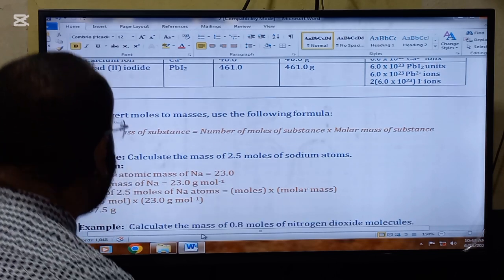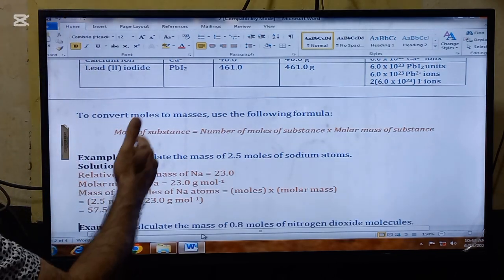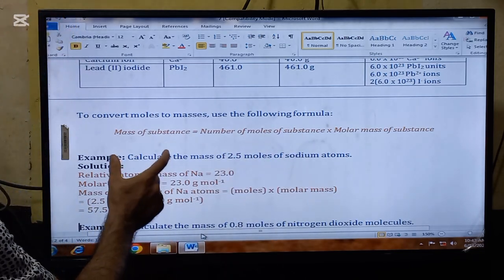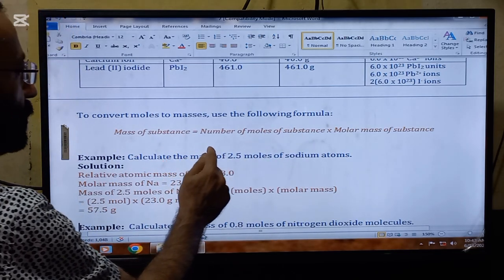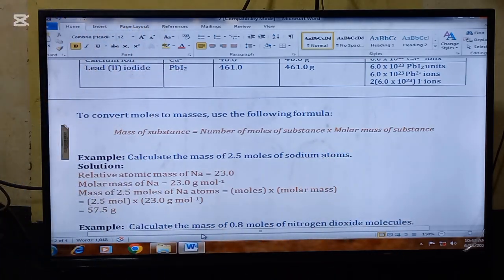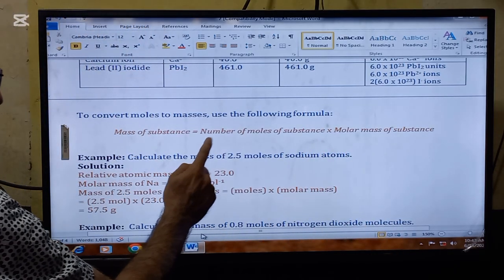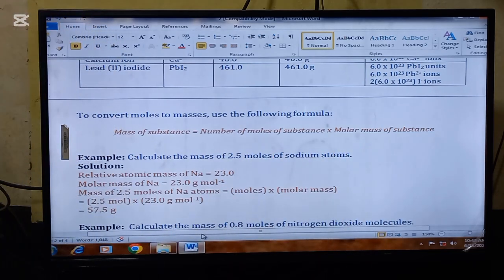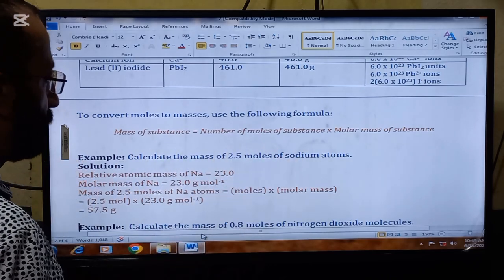Okay, the next thing which we are going to learn is to convert moles to masses. Use the following formula. The formula is: mass of the substance is equal to number of moles of the substance multiplied by molar mass of the substance. So mass of substance is equal to number of moles of the substance multiplied by molar mass of the substance. Now we are going to do some questions that will explain the formula.